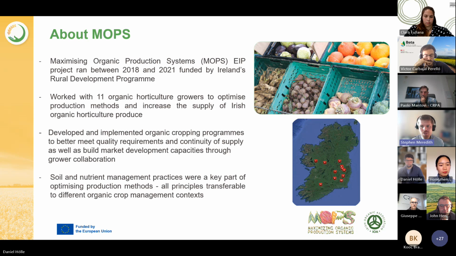And essentially a big part was to improve the continuity of supply, increase the supply of organic horticulture into short supply chains within the domestic market. It took a multi-actor approach, a range of different stakeholders across 11 farms, including a lead agronomist, farm advisors that were regularly monitoring the farms, and other practitioners.